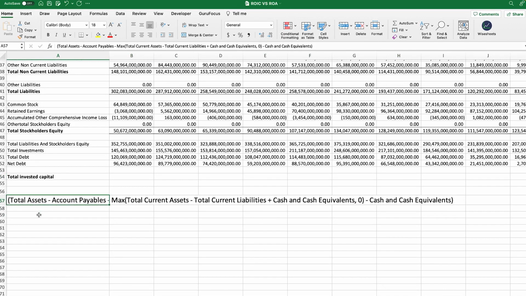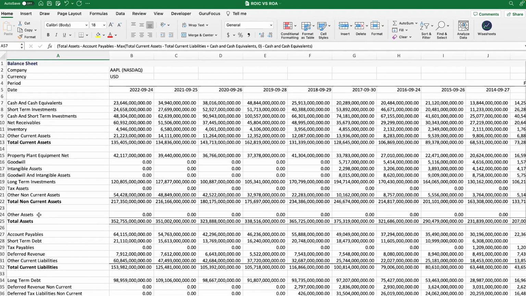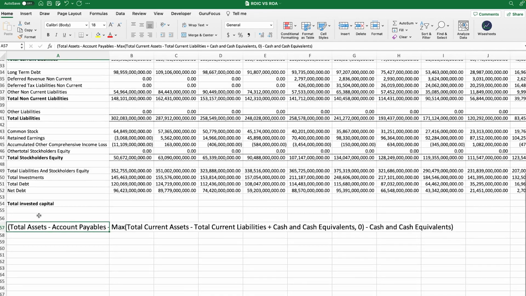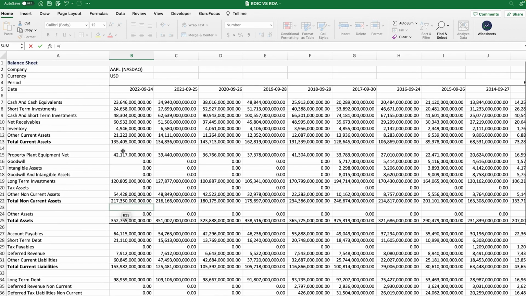Keep in mind the total invested capital can be calculated in many different ways depending on the data that you have available to you. However, for the data that we got using Y-Sheets, this is the calculation that I recommend that you use. So let's walk through this calculation step by step. We're going to select equals and then total, and then we're going to enter the total assets of the company, which we can see right here.